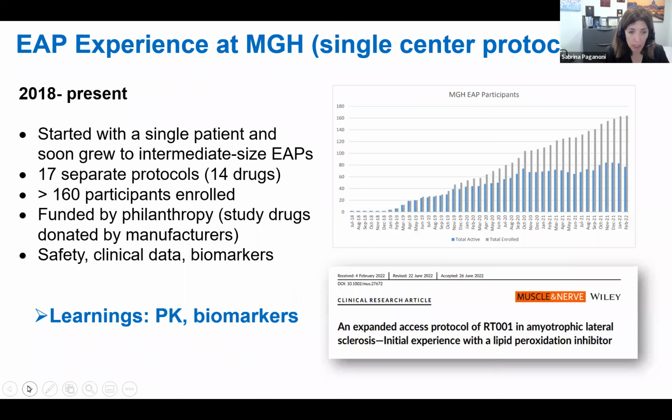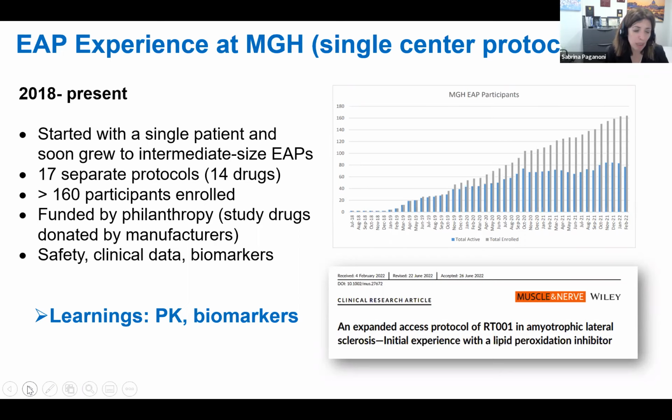Now, we started publishing our experience, and the slide shows our first paper that was just published with our initial learnings from one specific product, the RT01 EAP, where in addition to providing access to this investigational product to a broad patient population that was not eligible for clinical trials, we also learned a lot while doing so in terms of PK and biomarkers for this particular product. And the reason I think this is relevant is because this product then went on to complete phase 2 testing in Europe. And again, the program is continuing.